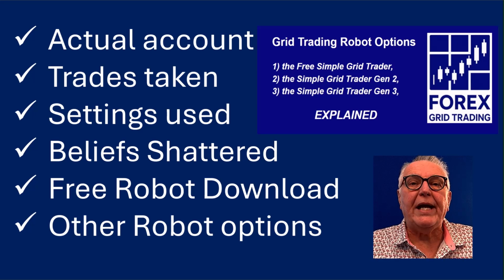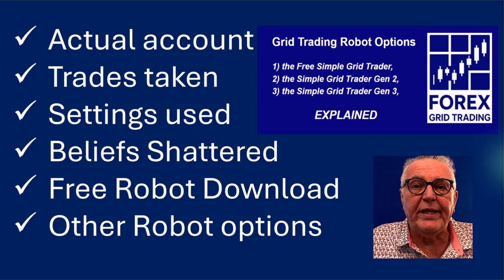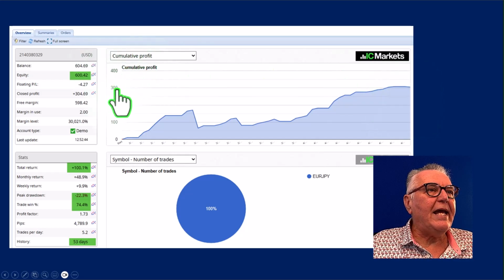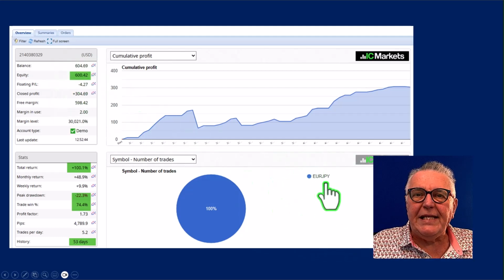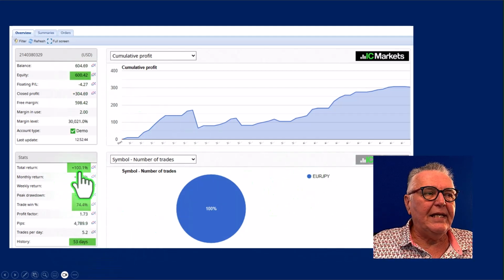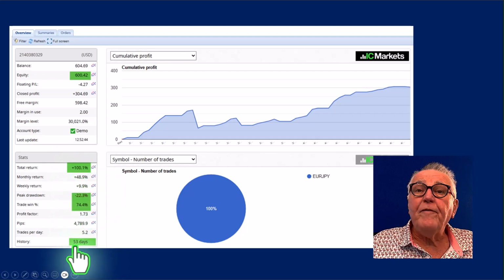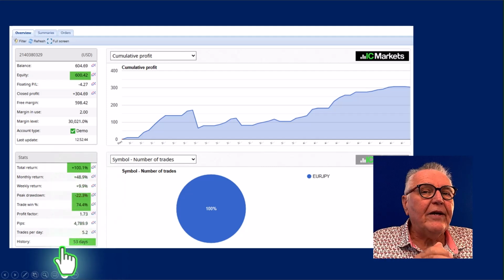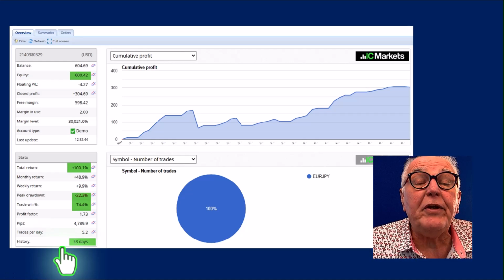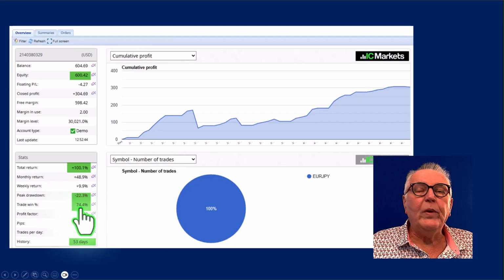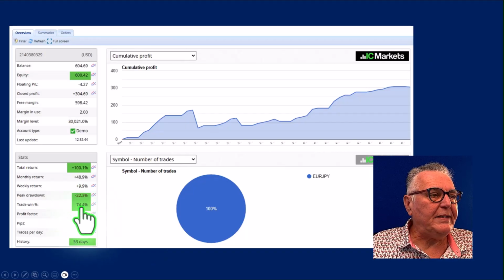So let's have a look at the actual account that was traded. And here on your screen you can see a FX Blue version of the account. You can see the equity has doubled from $300 to $600. It trades the euro yen, and it has had 100% return in 53 days. And as I said earlier, it trades the simple Grid Trader Generation 3. The win rate was roughly 75%.